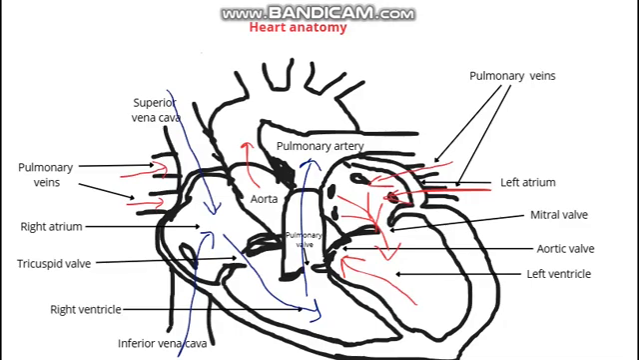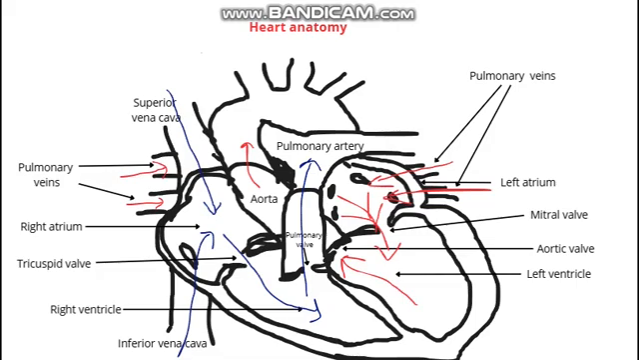The human heart is a pump, and its main function is to collect the deoxygenated blood from the body and to pump oxygenated blood through the aorta throughout the body. It has four chambers, two atria and two ventricles. Here is the right atrium, the right ventricle, the left atrium, and the left ventricle.